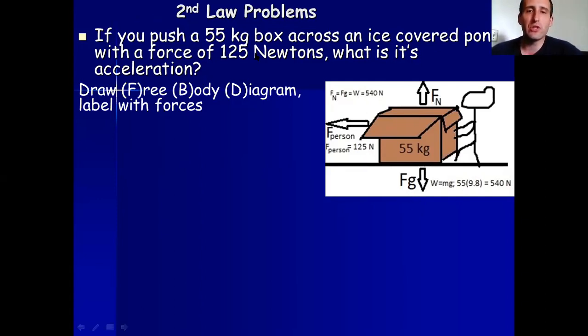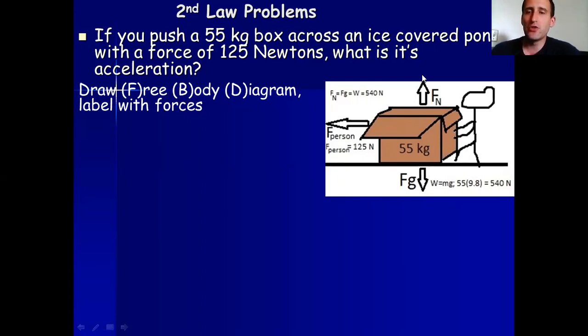We were told there's a person pushing on the box, so I've got the force of the person pushing with 125 newtons. We know we're on the earth, so gravity is going to be pulling the box down. So I've got force of gravity pulling down, and I'm on a surface, so I've got a normal force pushing up. Those are my three forces. Is there a force backwards? Well, sometimes there would be a friction force backwards, but I'm on an ice-covered pond, so there is no friction, so that one isn't there.